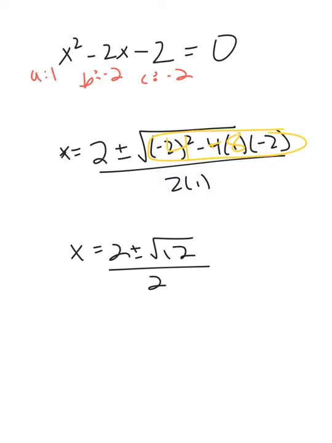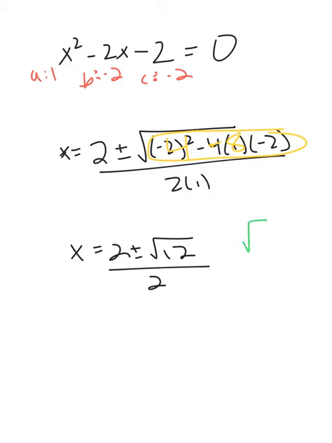So this is where you would typically go to decimal answers. You would have in the past done 2 plus the square root of 12, pressed enter, and divided by 2, and then 2 minus the square root of 12, and pressed enter, and divided by 2, and gotten those decimals. Instead, we're going to simplify this square root into exact form.